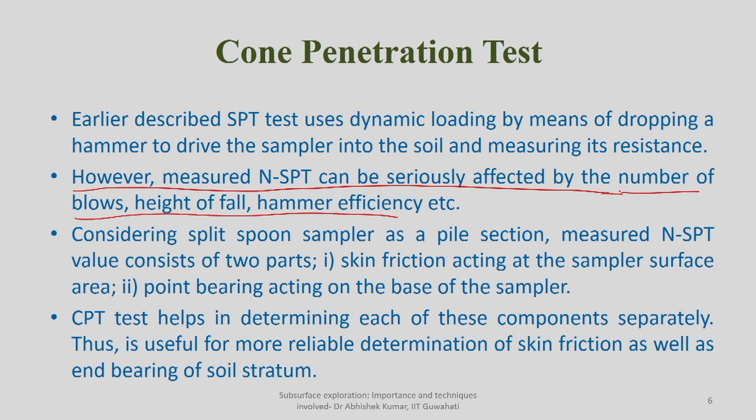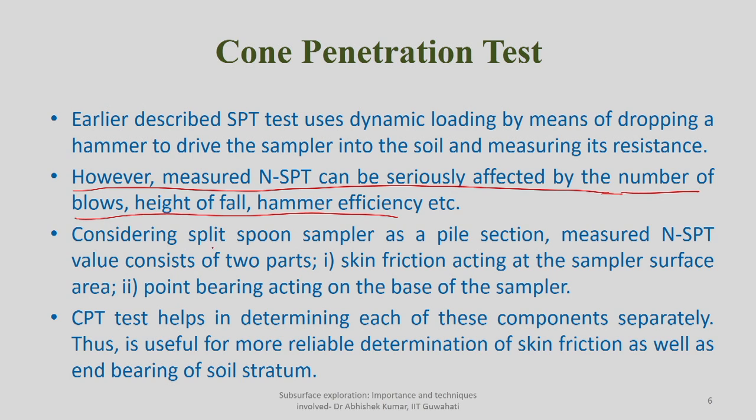So, finally, what I mean to say is, though you are conducting the SPT test, which is considered a very useful dynamic test, and you can get a marginally disturbed sample or maybe at times a representative soil sample also, there are chances that the N-SPT value you are measuring gets affected by a number of parameters. So, considering a split spoon sampler, as I discussed earlier, in the SPT test, once you reach the desired depth, you push the sampler into the ground, bring the sample onto the surface, split it, and then you have the sample with you.